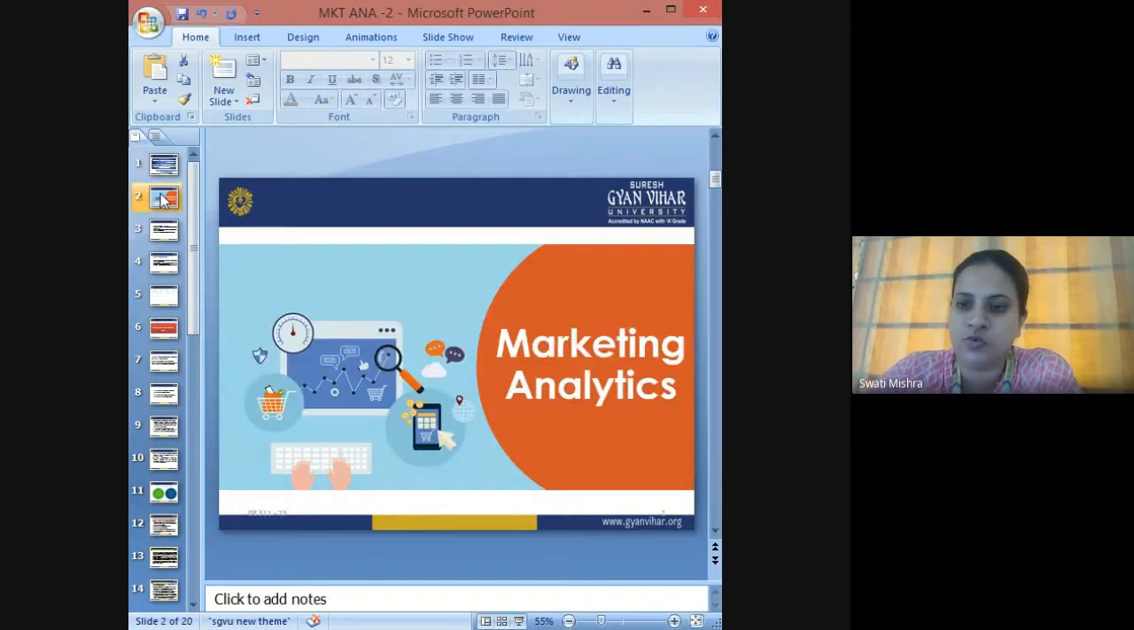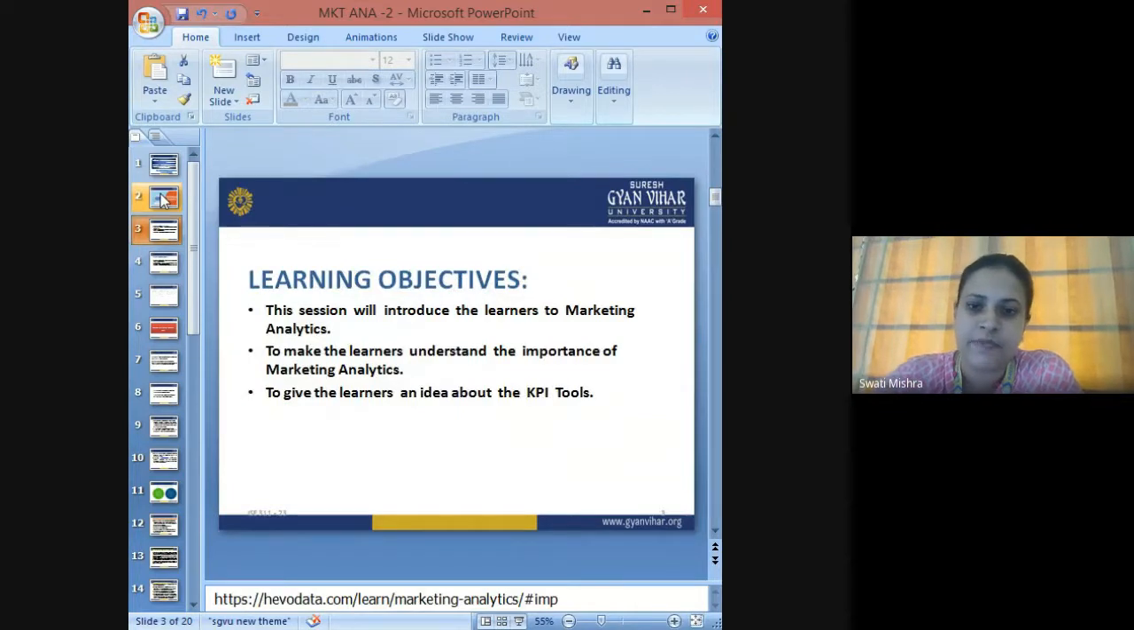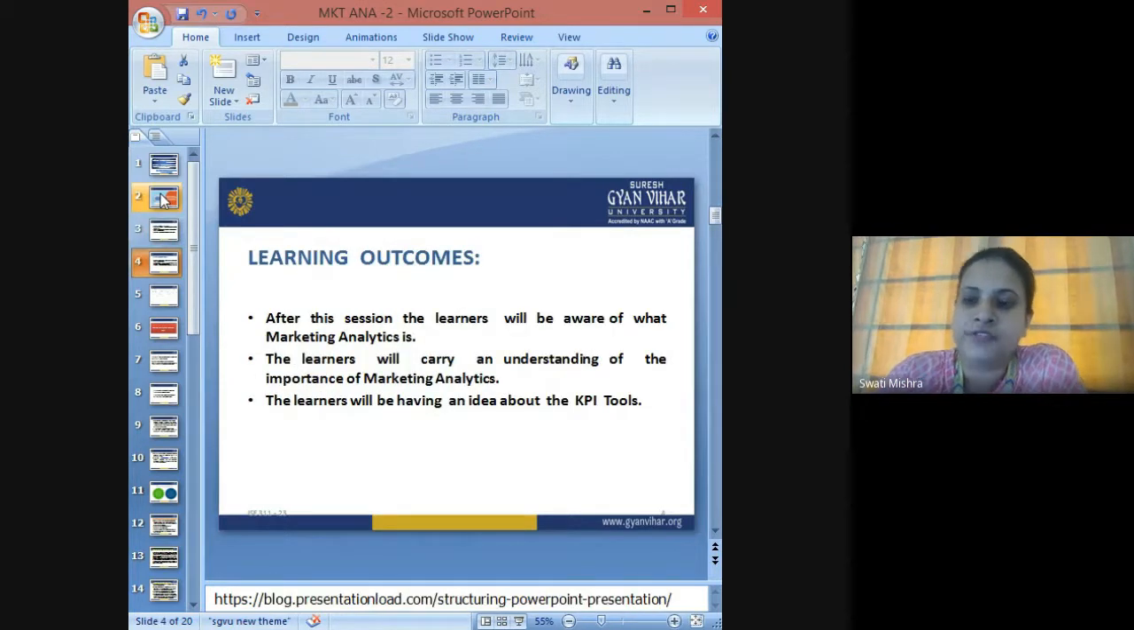So let us move forward and discuss what marketing analytics is. Before that, I would like to inform you about the learning objectives of this session. The session will introduce all the learners to what marketing analytics is. It will make the learners understand the importance of marketing analytics. And also, one of the objectives of this session is to give the learners an idea about the KPI tools. As far as the outcomes of this session are concerned, after this session, the learners will be aware of what marketing analytics is. The learners will carry an understanding of the importance of marketing analytics, and they will have a detailed idea of what the KPI tools are.